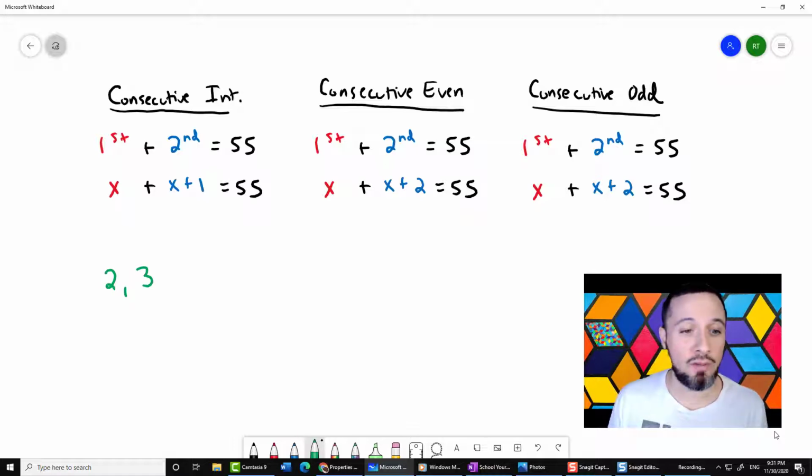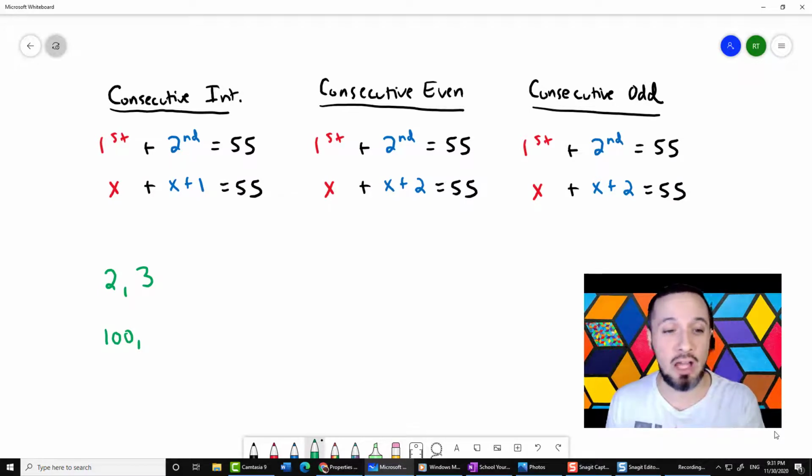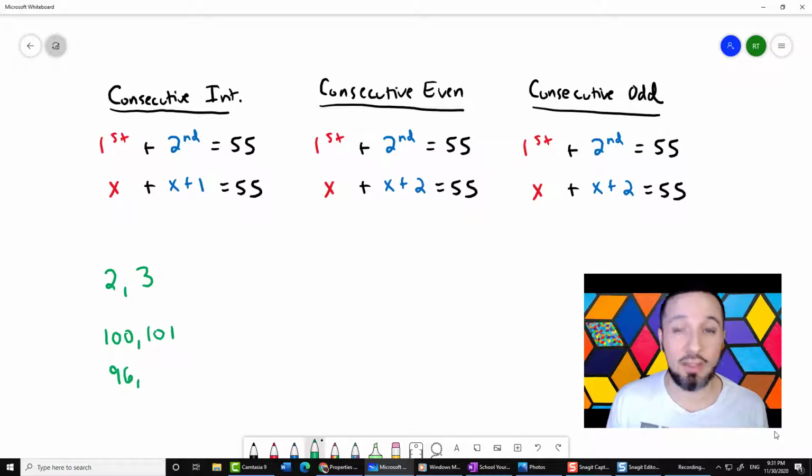And don't forget, whatever you pick for your first number, so like let's say I pick 100, the next integer that follows would be 101. If I were to pick a number like 96, the next integer would be 97. How do I know that? Because integers are like your counting numbers and opposites. Whatever I pick for my first number, it's the next number after that. That's a counting number. So all I do is add 1 to the number I pick, and that'll give me my next integer.